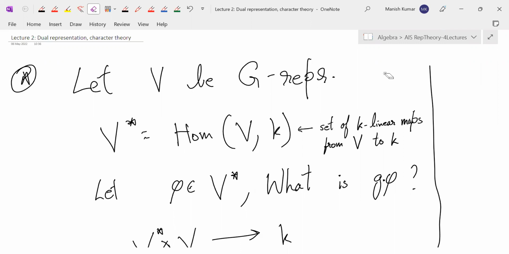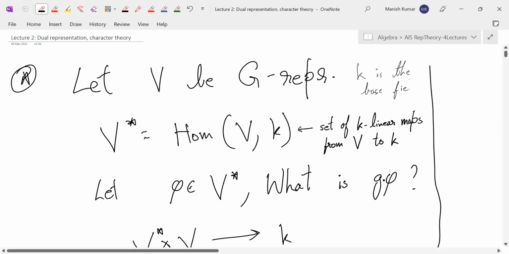So today we will start by discussing the dual representation. So if V is a G representation, I hope you know what this V dual is. These are K-linear maps, Hom_K(V, K), this collection of K-linear maps from V to K, where K is the base field over which V is a vector space. So in our case, K will be C more or less, most of the time.